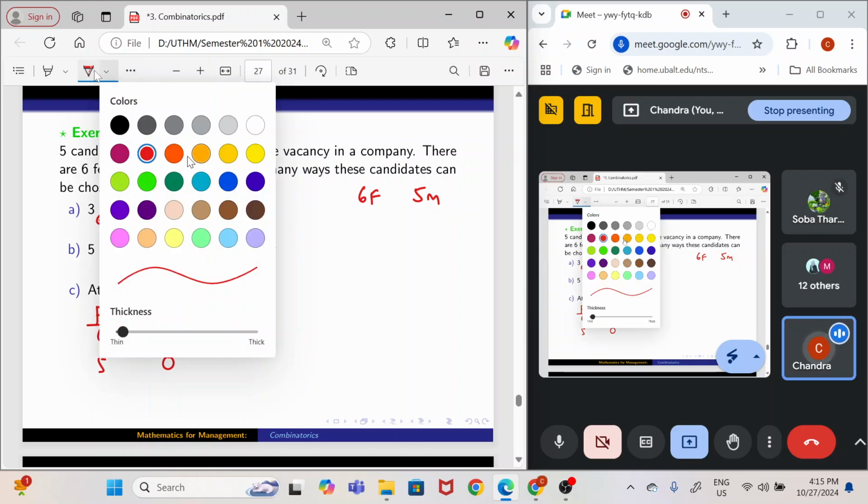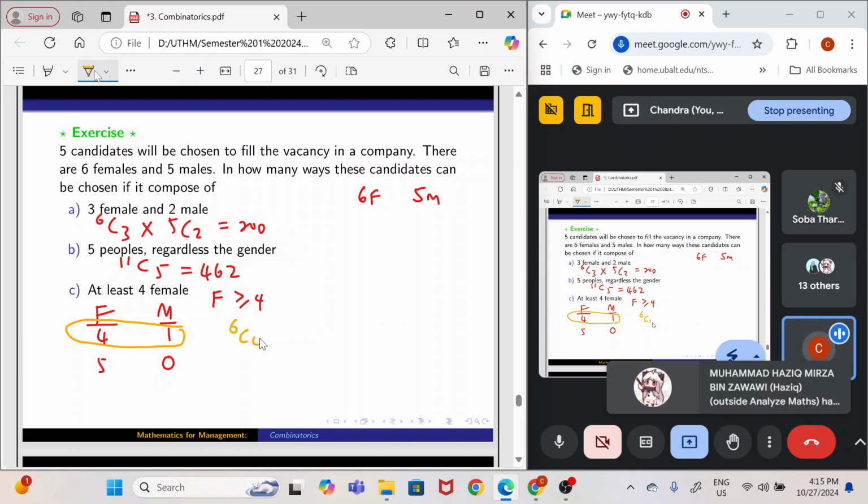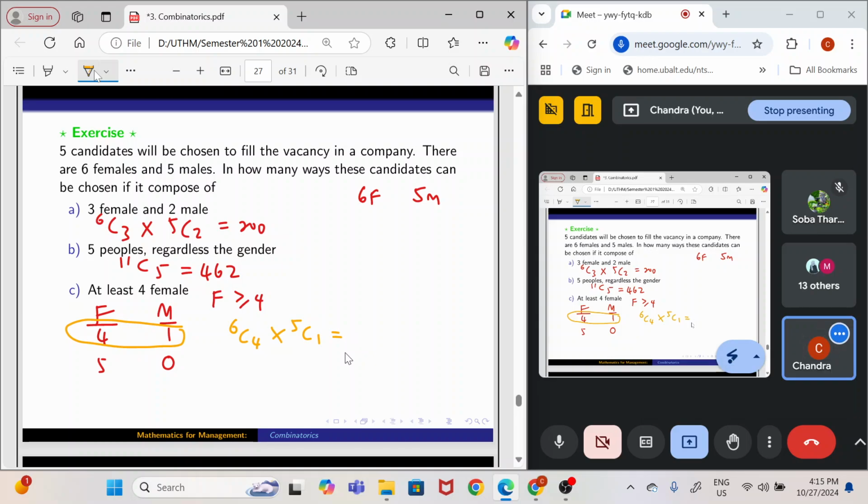So if I do this one, how many female? 4 female. 6C4 multiply 5C1, you will get 75.